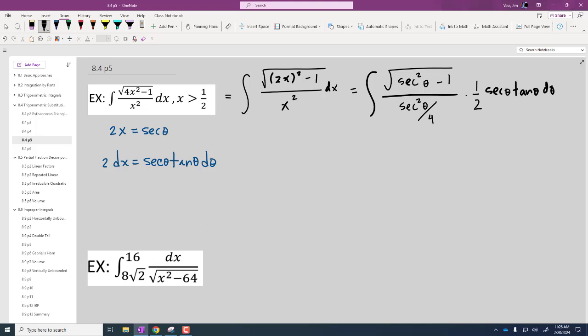Can you explain the over 4? So if we isolate x here, x is secant divided by 2. So secant over 2, quantity squared, is secant squared over 4. So this is x squared. So that 4 actually pops up into the numerator. So we have a 4 over 2, which is 2 when all is said and done.